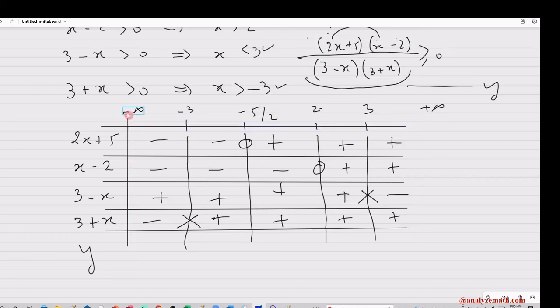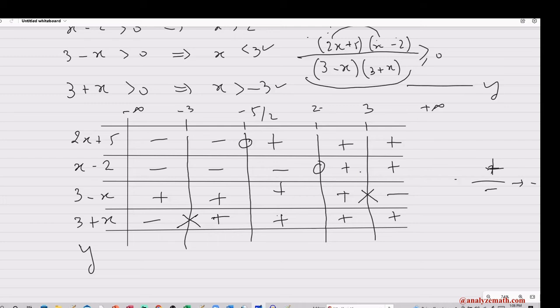So we're looking at the interval minus infinity to minus 3. 2x plus 5 is negative, x minus 2 is negative. When you multiply them, they give you a plus. Denominator, 3 minus x is positive, 3 plus x is negative. When you multiply them, they give you minus. So plus here, minus here, that will give me a minus. My y on this interval is negative.